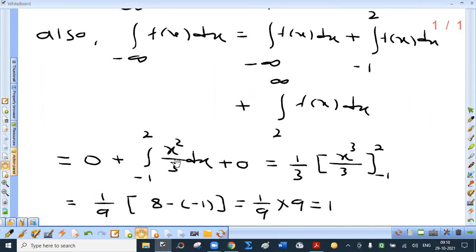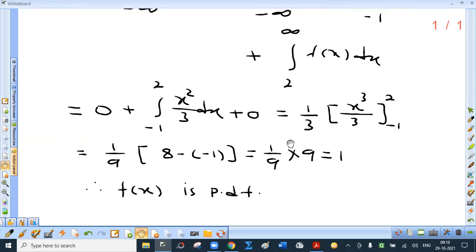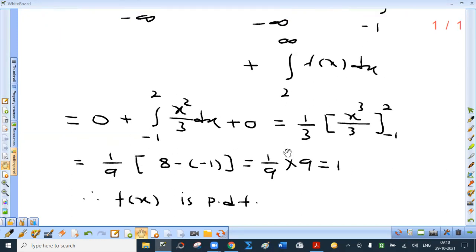Now, for this, the function is given as x square upon 3. What is the integral of x square? x cube upon 3, right? Upper limit 2, lower limit minus 1. So it is 1 upon 9, this 3 and this 3. So 1 upon 9, 2 cube is 8 minus minus 1 cube is minus 1. So effectively 8 plus 1 upon 9, it is 9 upon 9, which is 1. So the given function is a probability density function.